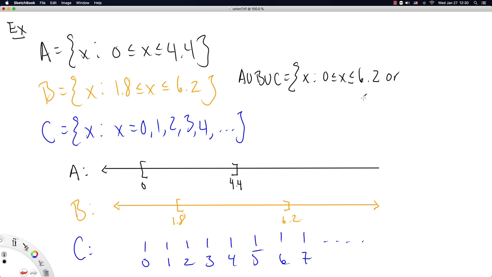Or X is equal to, and now we'll start at 7 because that's the next integer above 6, 8, 9, 10, all the way up. So isn't that a fun set? It's pretty hard to draw this set, but the set builder notation allows us to describe it fairly well. That's pretty fun.